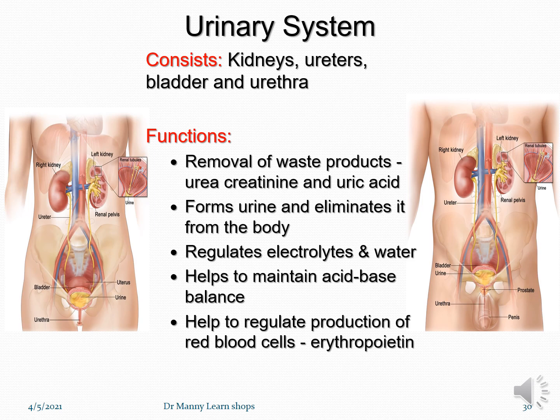It regulates electrolytes and water balance. It helps maintain acid-base balance, and it helps to regulate the production of red blood cells because it releases a hormone or a protein called erythropoietin. And it's the function of erythropoietin to go to the bone marrow and increase the production of red blood cells.